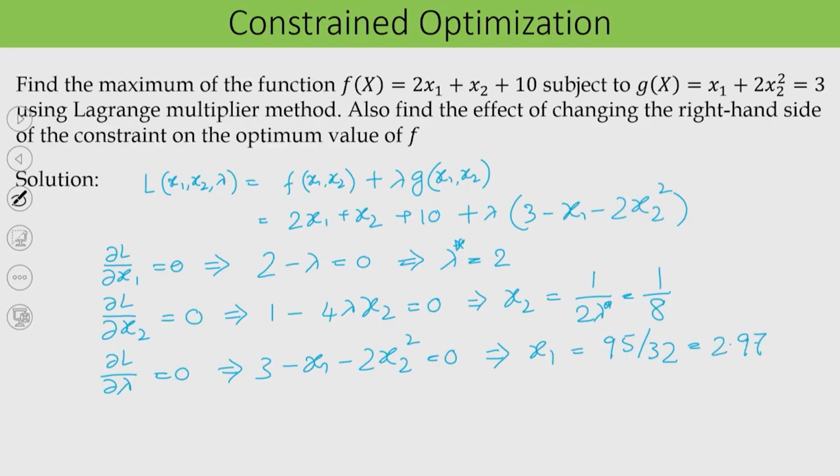Whatever solution I am getting, that is x star: 2.97, then 1 by 8, and lambda I am getting 2. So this is the solution I am getting, and now apply the sufficient condition just to check whether this is a minima, maxima, or neither minima nor maxima.